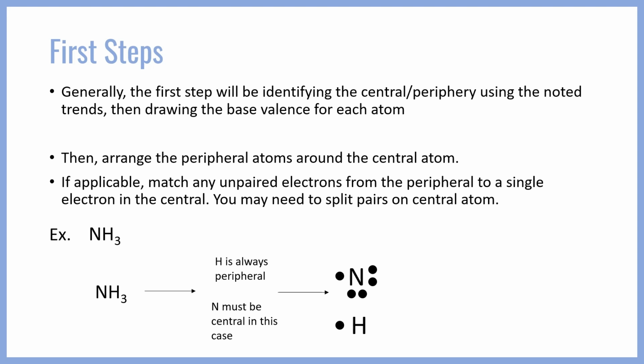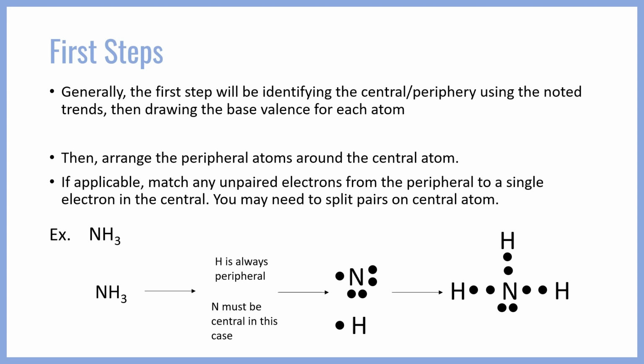Now, the third bullet here on this slide is going to be, if applicable, match unpaired electrons from the periphery to single electrons in the center. So we're going to do just that. The peripheral atom is hydrogen, and it does in fact have an unpaired electron. So we're going to match it to electrons in the nitrogen. How are we going to do that? Well, it's going to look something like this. We're going to split some of the pairs in the nitrogen and use the already lone electron in the nitrogen to pair up with the hydrogens.